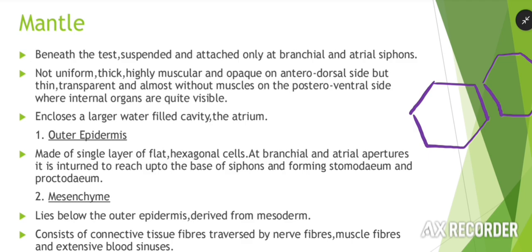Like this. Okay, here they are surrounding the body. ये कैसी फ्लैट सी लेयर होती है हेक्सागोनल सेल्स की, ऐसी एक लेयर होगी। Flat hexagonal cells at branchial and atrial apertures it is interned, मतलब इंटर्न्ड होती है, अंदर की तरफ टर्न्ड होती है, to reach up to the base of the siphons. Okay, and forming stomodeum and proctodeum. अब स्टोमोडियम और प्रोक्टोडियम क्या है?